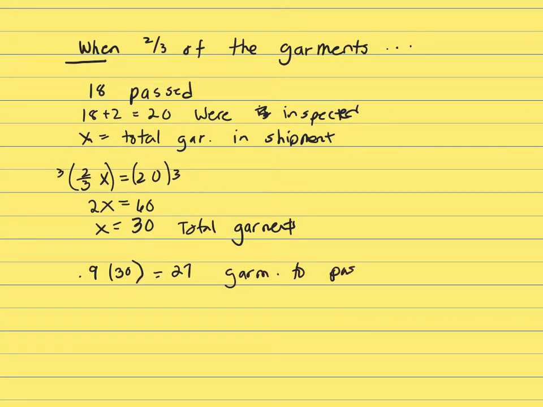And how many have already passed? 18, right? So we need 27 to pass, and we already know 18 have passed. So we need 9 of the garments from the uninspected to pass. So answer's 9.